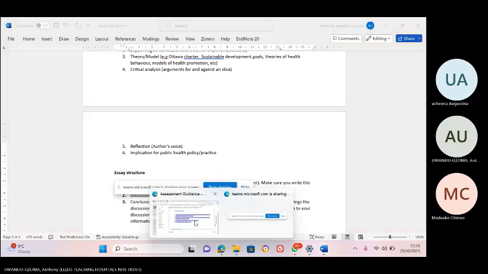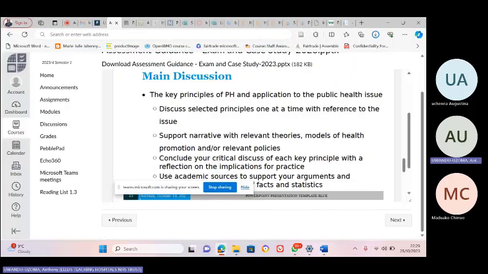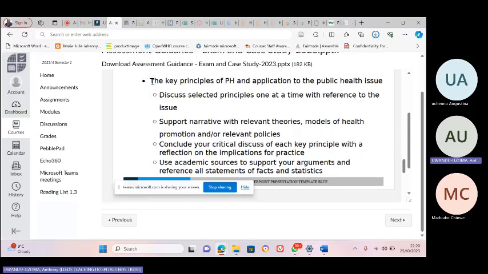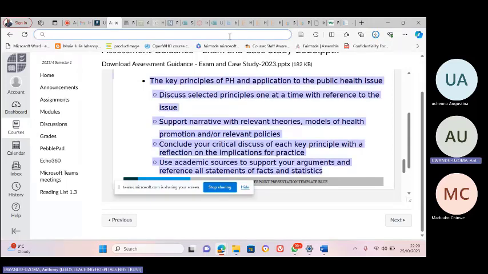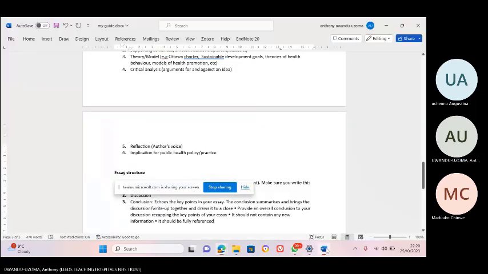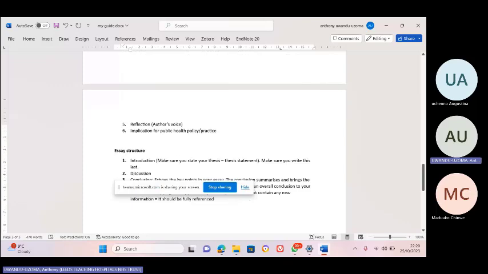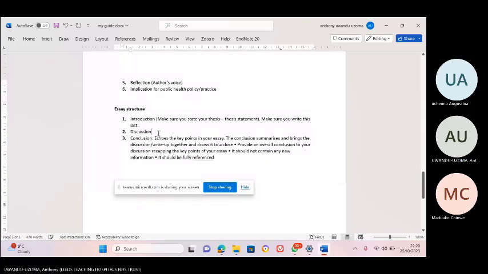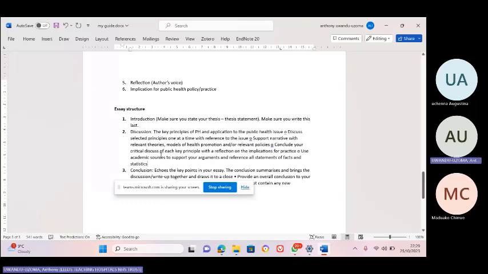Okay. And then they said in the discussion, what do they say we should do? So let me copy out this one too. So in case you didn't understand it, copy. That's under discussion. So that's how you organize your essay. Discussion. You see that? Simple.